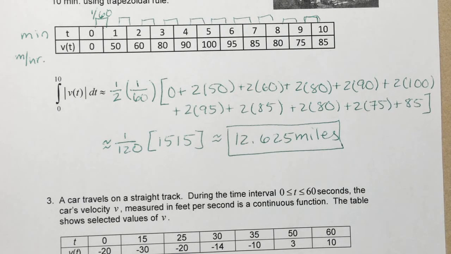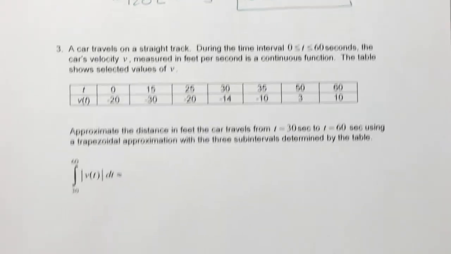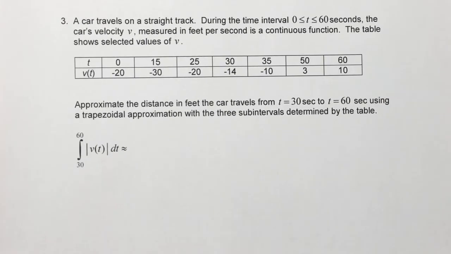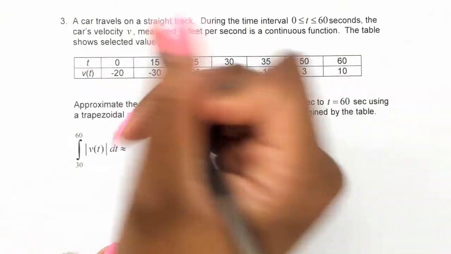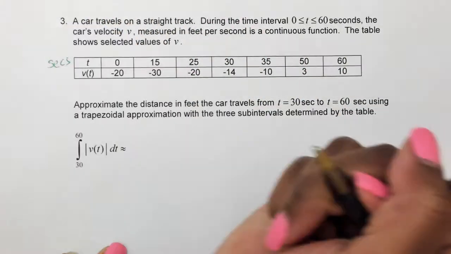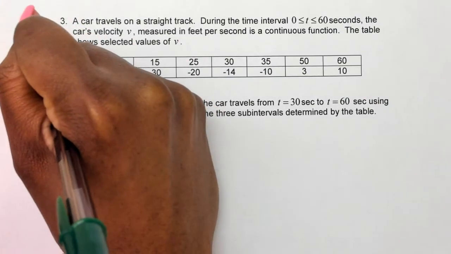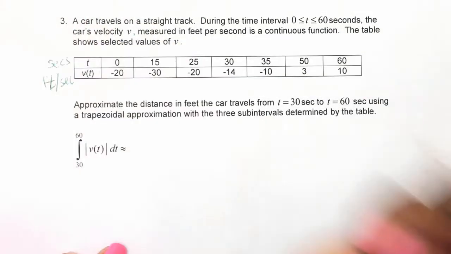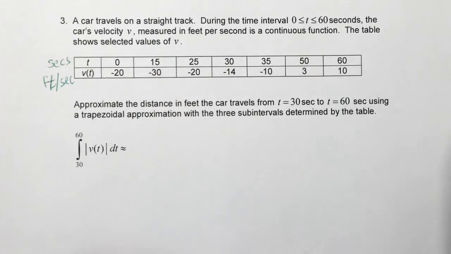Okay, so now for the next problem, we have a car that travels on a straight track. During the time interval 0 to 60 seconds, the car's velocity, measured in feet per second, is a continuous function. The table shows selected values for v. So again, we want to make sure that our units of time are the same. t is in seconds, v of t is in feet per second, so we don't have to change any of the intervals here. We know that the time intervals are going to be the same.